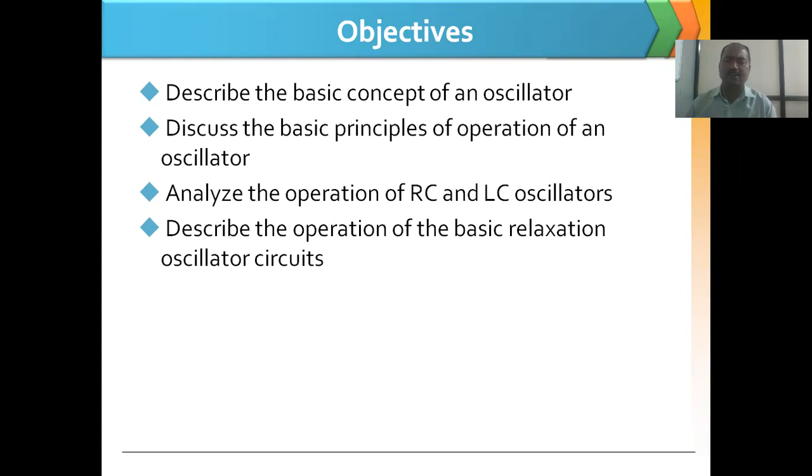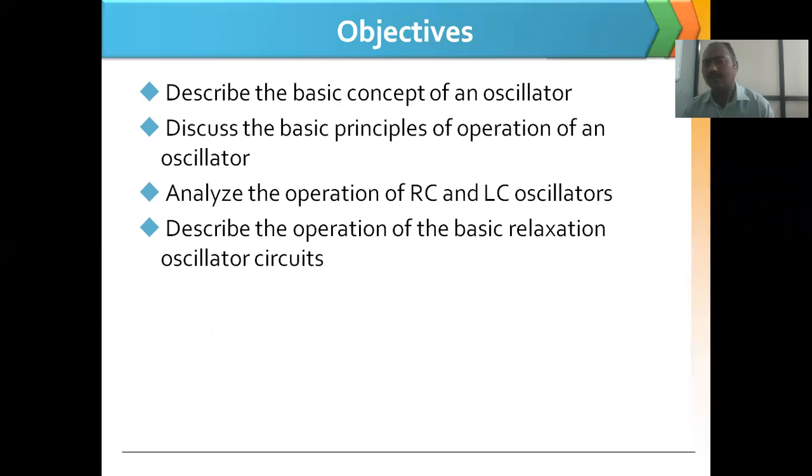Now analyze the operation of the RC and LC oscillators, that is, according to their performance and frequency, how and why a particular RC or LC is used, and what their effects are. The RC oscillator is used for small frequency generation, up to 10 kilohertz. Up to 10 kilohertz frequency generation, we use the RC oscillator.